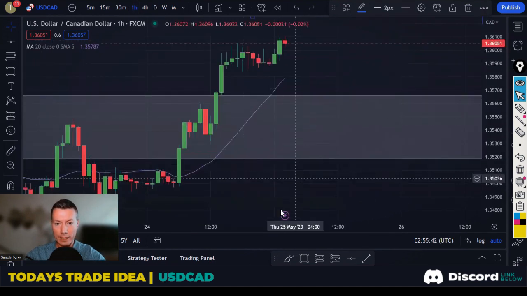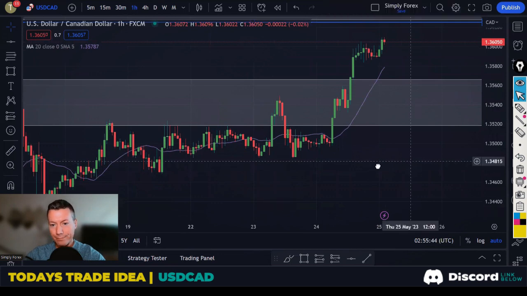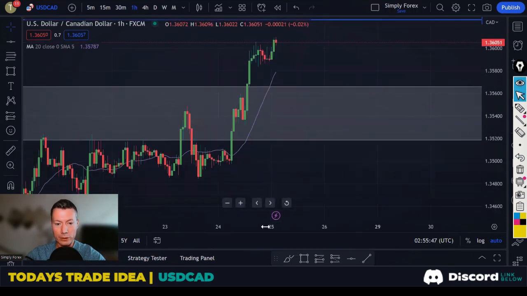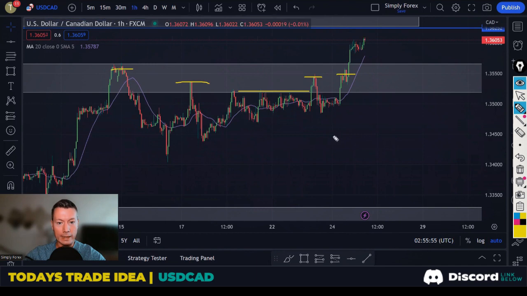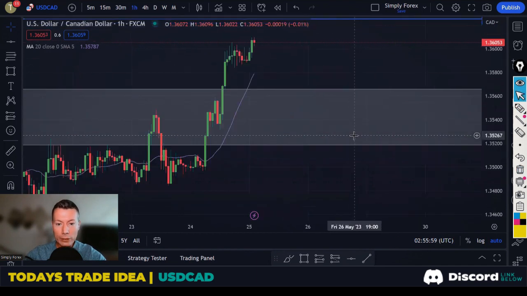So if we drop down to the H1, if I zoom out, you can see why this grey zone is an area of support. Price has reacted many times in this zone. Will it retrace to there?